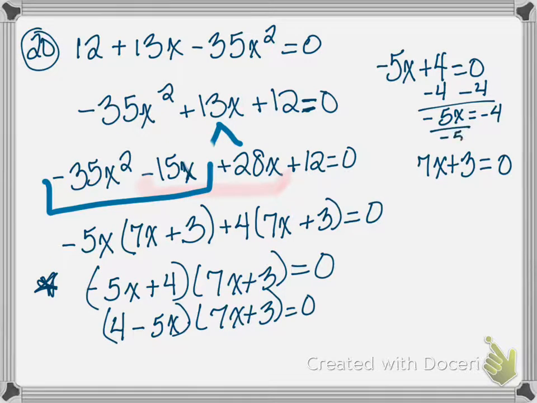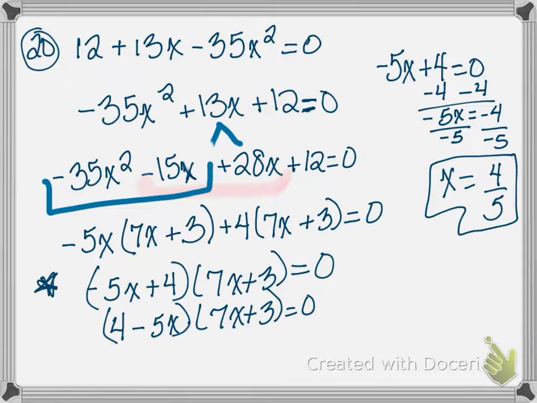Then I divide both sides by negative 5. So my answer to my first factor that I set equal to 0 is positive 4/5. And the reason it's positive is a negative is divided by a negative, and that gives me a positive number. Okay? Now, our second factor is 7x plus 3 equals 0.